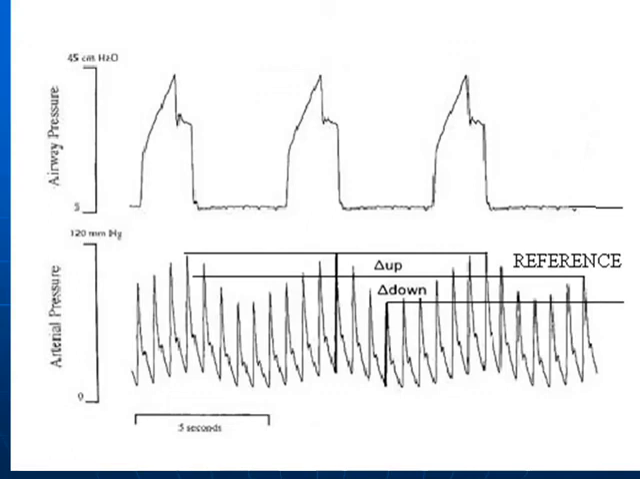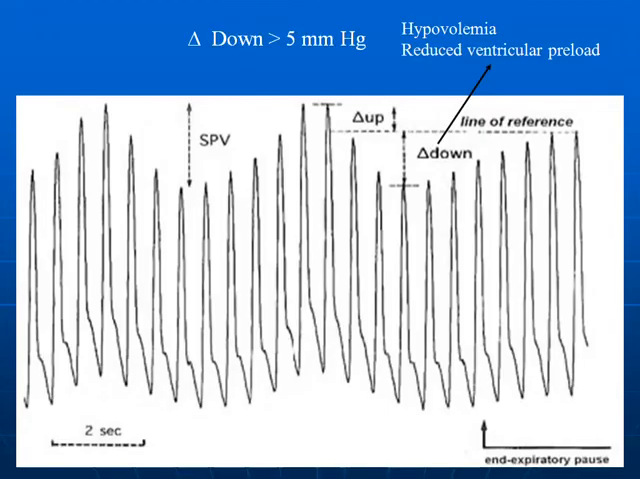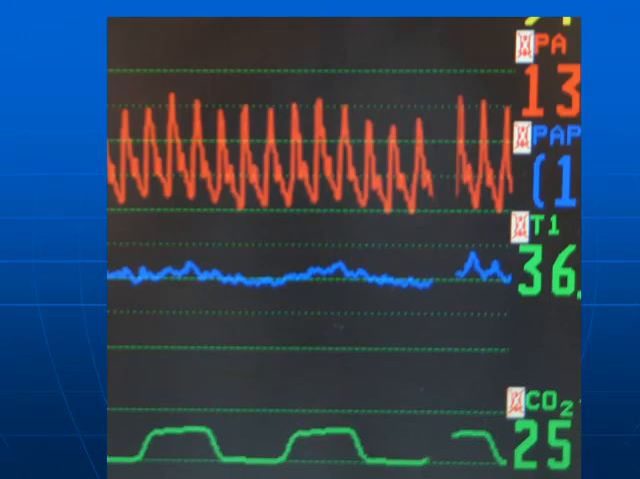If you have more than that, that means there's not enough volume in the patient. So basically, if your delta down is more than 5 millimeters of pressure, it means your patient is hypovolemic, and that means you probably have to increase the preload. Again, this is at the end expiratory pause, and this machine calculates it for you directly. This is what it looks like on the monitor here.